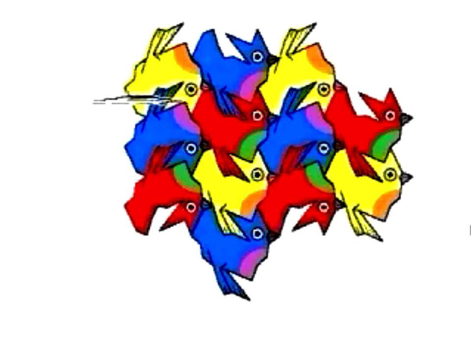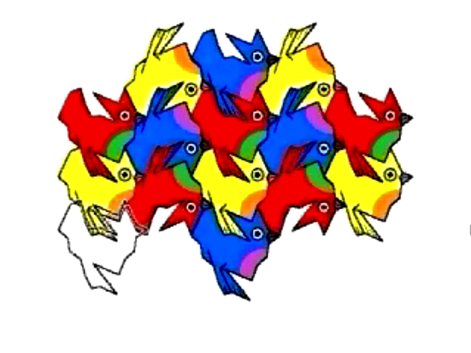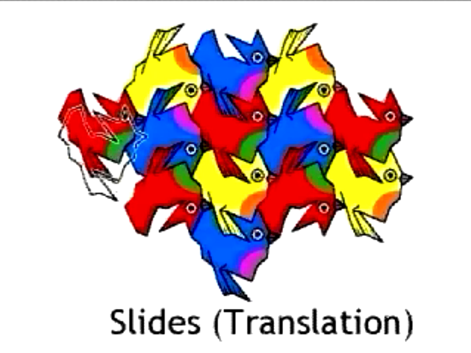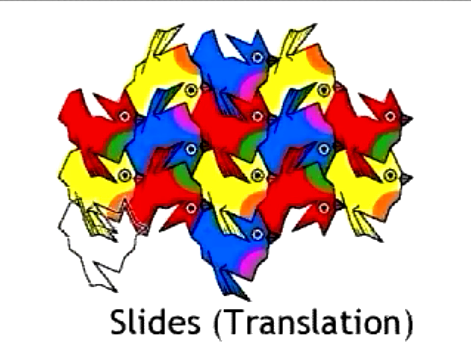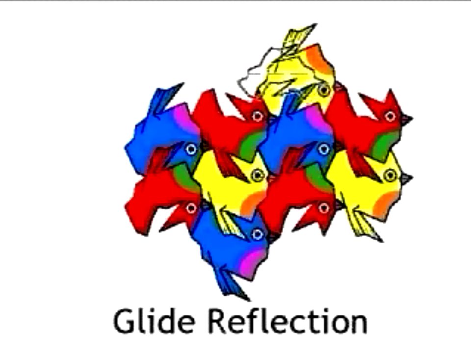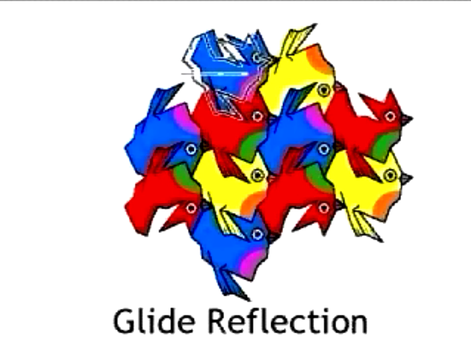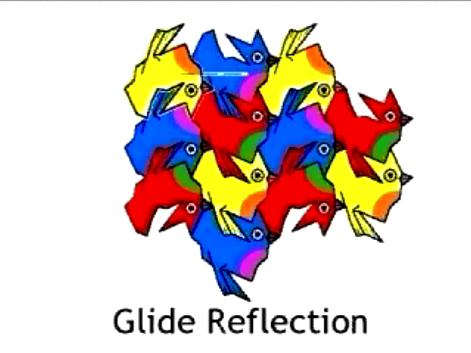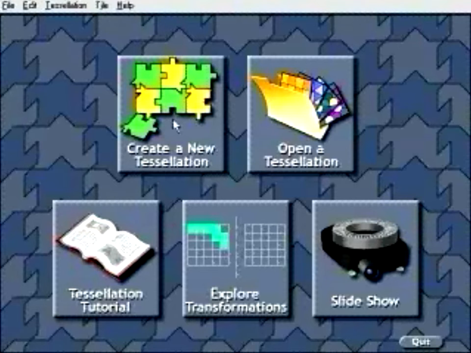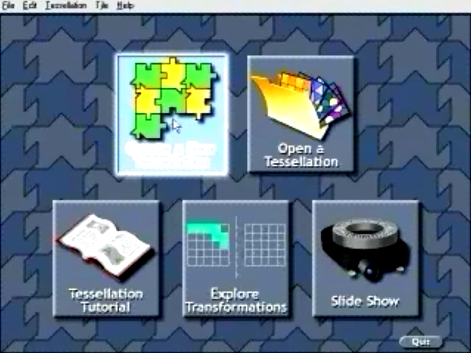He found he needed to understand 4 basic geometric moves: turns, or rotations; slides, or translations; flips, or reflections; and finally glides, or glide reflections, which can be thought of as a flip and a slide, but is considered a single move by mathematicians. I would like to show you how these ideas have been incorporated into Tessellation Exploration to let you create your own original tessellations and explore the math involved.